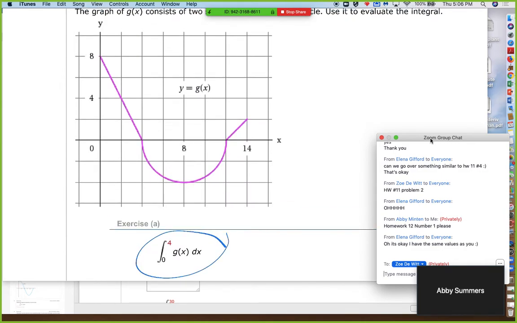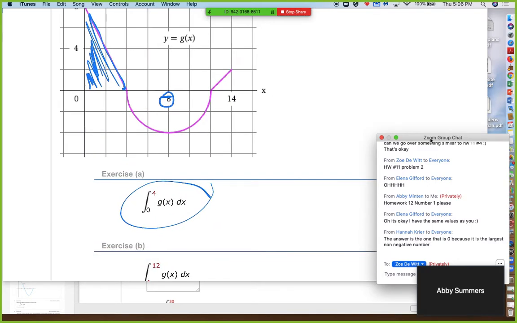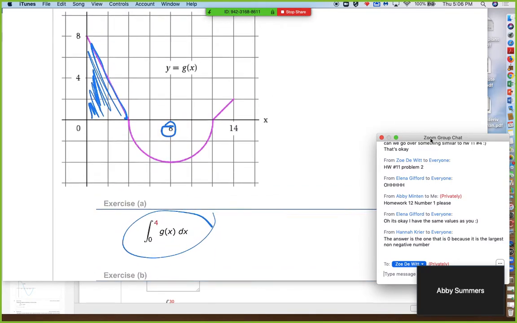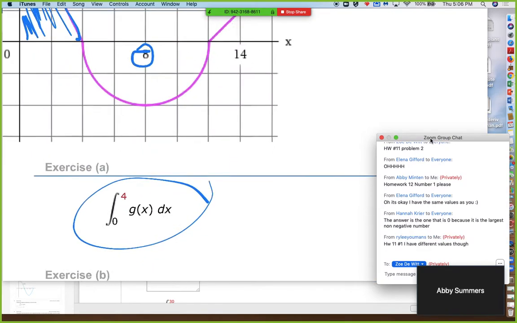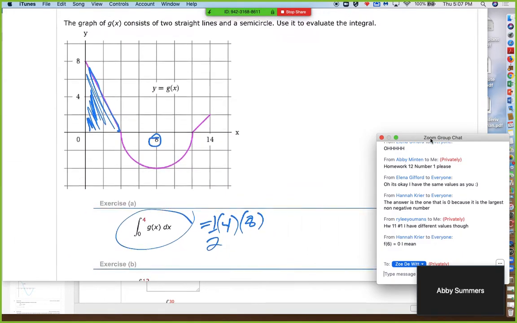Then you just make sure that you watch your scales, by the way. These are going by 2s. That would be an easy one to goof up. But 0 to 4 is this chunk. And you just have to know, oh, I need to evaluate that. 0 to 4, it's a triangle. It's 4 wide and 8 tall. Watch the scale. And it is a triangle. Oh yeah, don't forget to multiply by half when you're doing the area of a triangle.